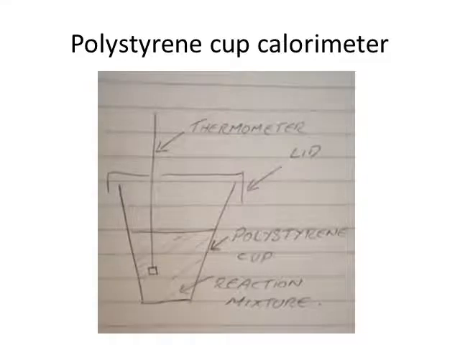So here's a diagram of what you would have in the laboratory. Here is your polystyrene cup. Polystyrene, as we know, is a good insulator, and it does not allow the transfer of heat between the system, which is your solution, and the surroundings, which is the laboratory. We have our reaction mixture of our acid and base in here, and we have the thermometer recording the temperature of the reaction mixture, and we also have our lid to prevent the loss of heat.